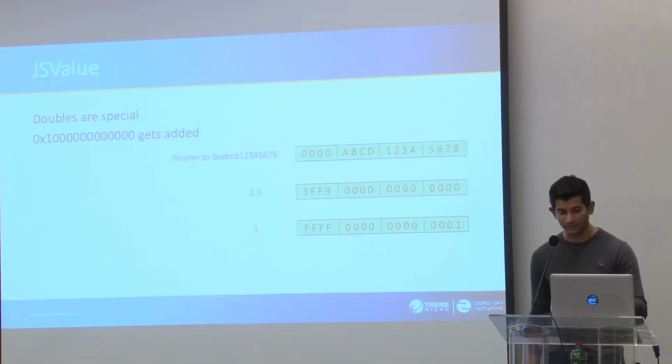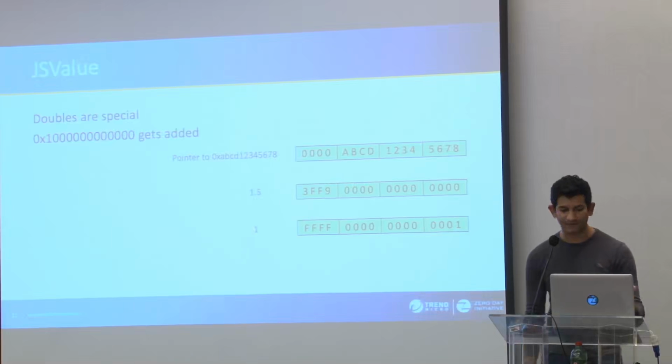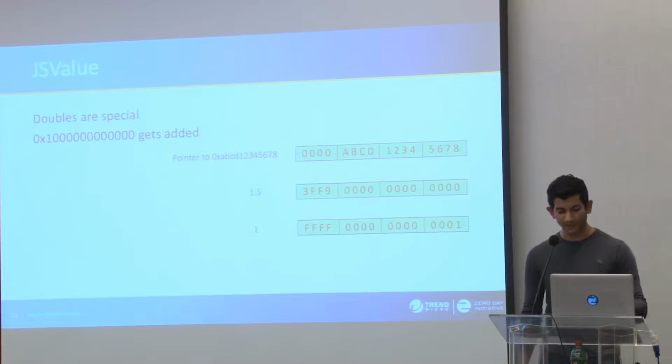I'll give an example of just why that can be very bad in a few slides. But if we have a pointer to ABCD, 1, 2, 3, 4, 5, 6, 7, 8, then the upper 2 bytes will be null, and the rest will be that pointer value. If we have a signed integer that we want to represent, and in this case we want 1, then the upper half will be the FFFF0000, and then the lower half will be whatever the signed integer is. And then if we have a double value, it's going to be whatever the double value is with 1 added.